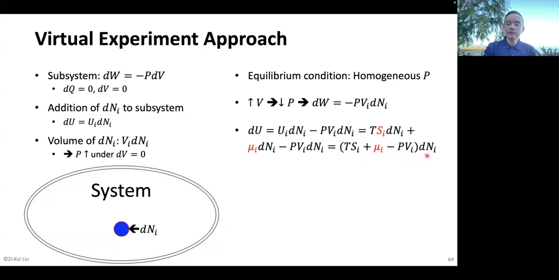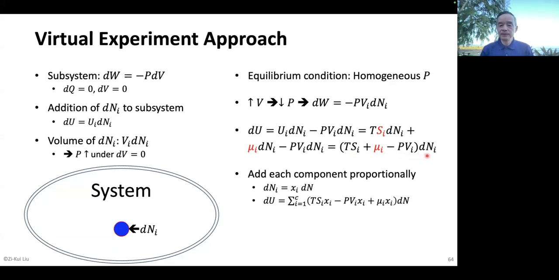i. Now, because systems are homogeneous, we also add each component individually but proportionally, so as to maintain the same composition everywhere in the system. So then dN_i is x_i dm, and dU now simply has x_i times dm, so you put in each component. So T S_i times x_i, mu_i times x_i, minus P V_i times x_i.